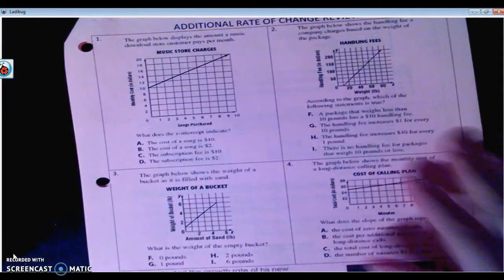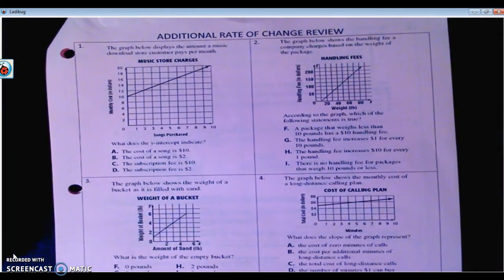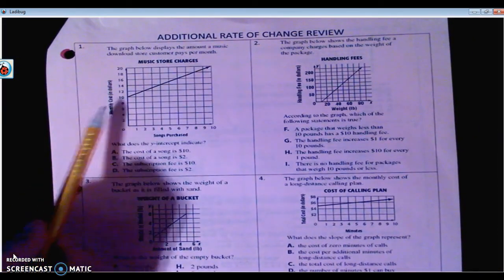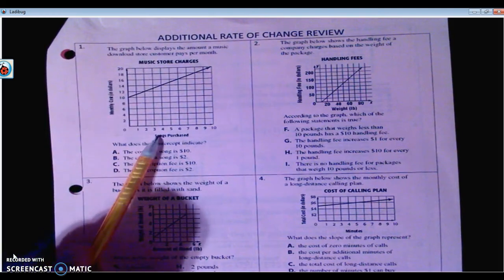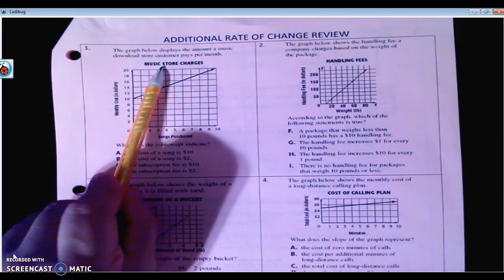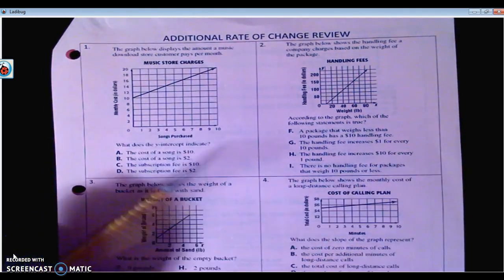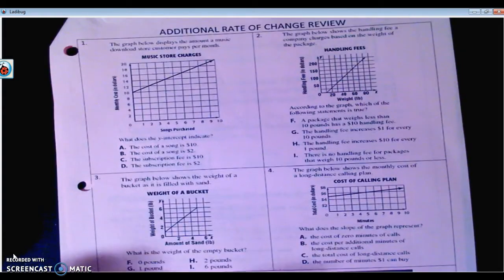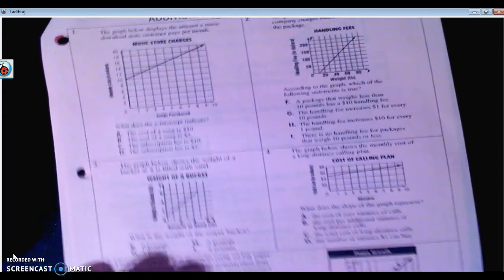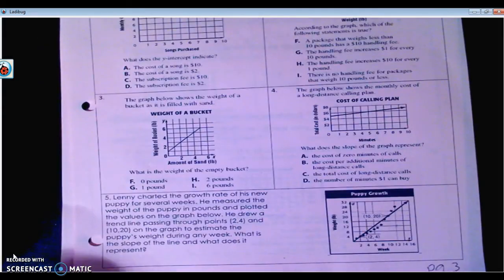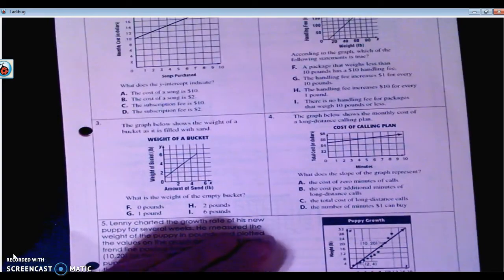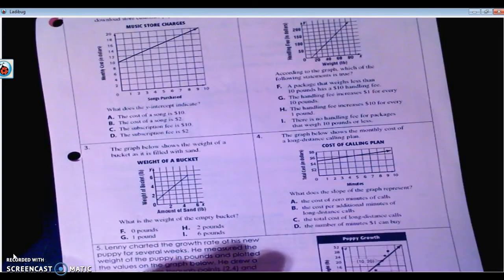All right? What you're going to do is take what you've learned about x and y intercepts and slope and how to interpret them by paying attention to the x and y axis labels and the title, and see how you can go ahead and answer these questions. All of them are multiple choice except for number 5, where you do have to write that one in. Okay? Don't forget that there is a back. Please try your best on this, and we'll go over them on Monday.